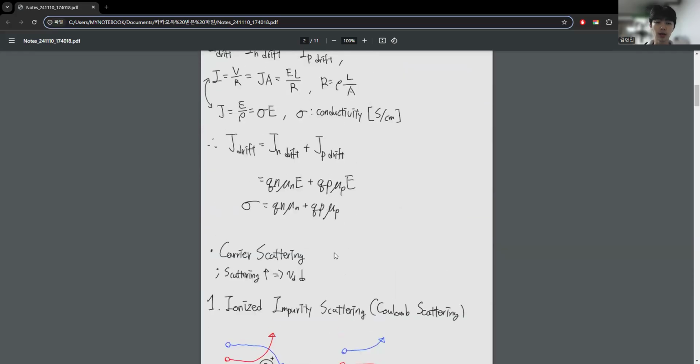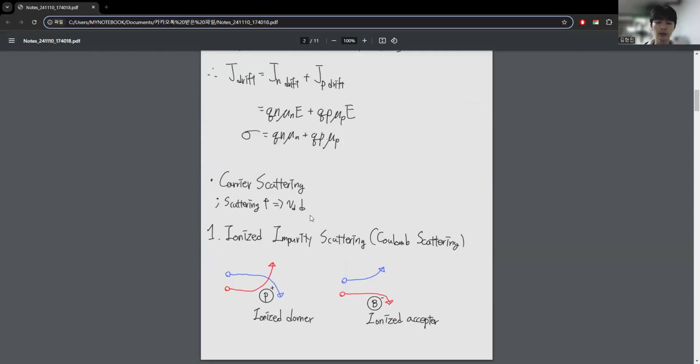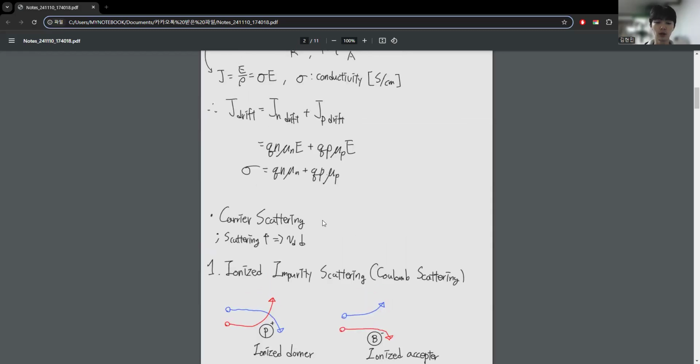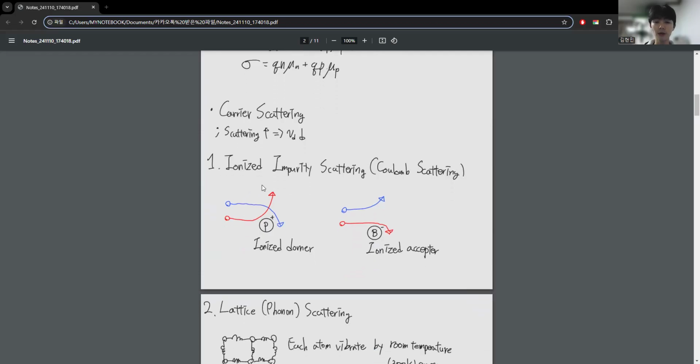And we're going to talk about carrier scattering. When carrier scattering is higher, the drift velocity is lower. Carrier scattering has three types. First, ionized impurity scattering. Coulomb scattering occurs when the doping is ionized donor and acceptor.